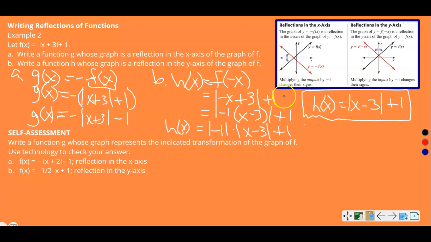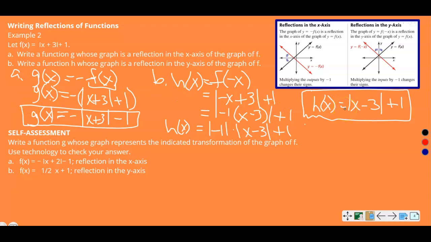Again, you could leave it. It is equivalent to this function right here. But we don't often see a negative here with this x. Anytime we have a leading coefficient that's negative in the binomial, we usually factor that negative out. So here is g of x, and here's h of x.